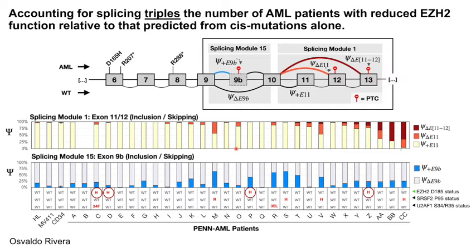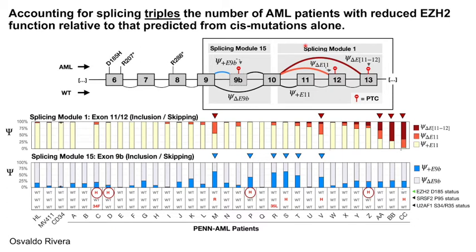Critically, this data demonstrates that while only 14% of PENN AML patients, or 4 out of the 29, have detectable mutations in EZH2, an additional 8 patients are predicted to have at least a twofold loss of EZH2 expression via skippings of exons 11 and 12 or inclusion of exon 9b. Therefore, consistent with our initial hypothesis, accounting for splicing triples the number of AML patients with reduced EZH2 function relative to that predicted from cis-mutations alone.